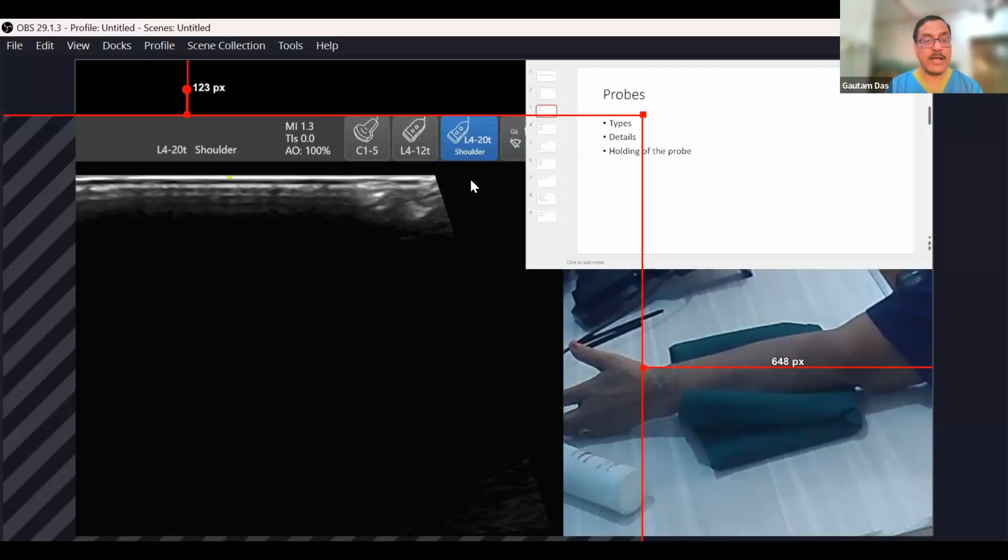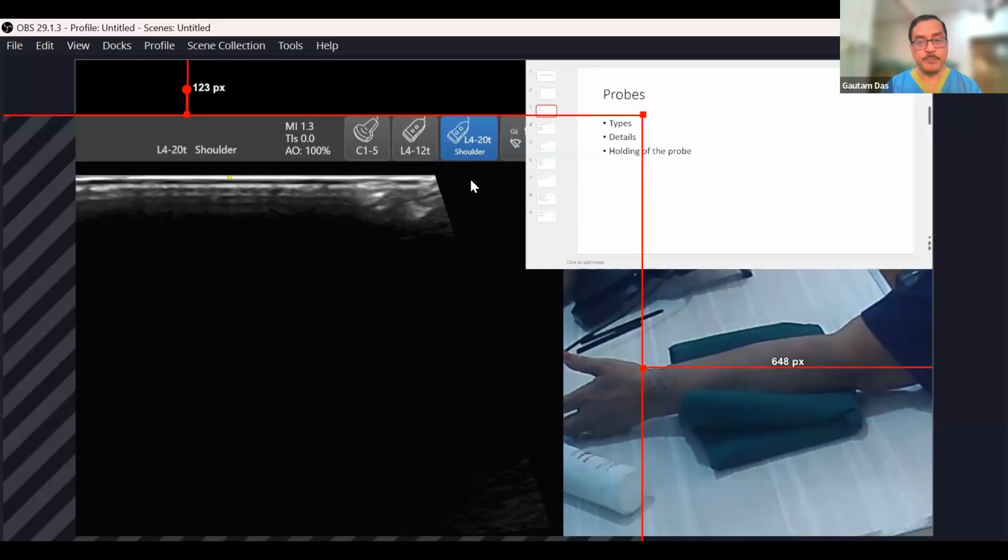So there are 3 different types of probe that are used. One is your low frequency curvilinear probe. One is mid-range, up to 12 or 14 megahertz. Another is a very high frequency probe, up to 20 or 22 megahertz. These are the 3 different types of probe we are using.